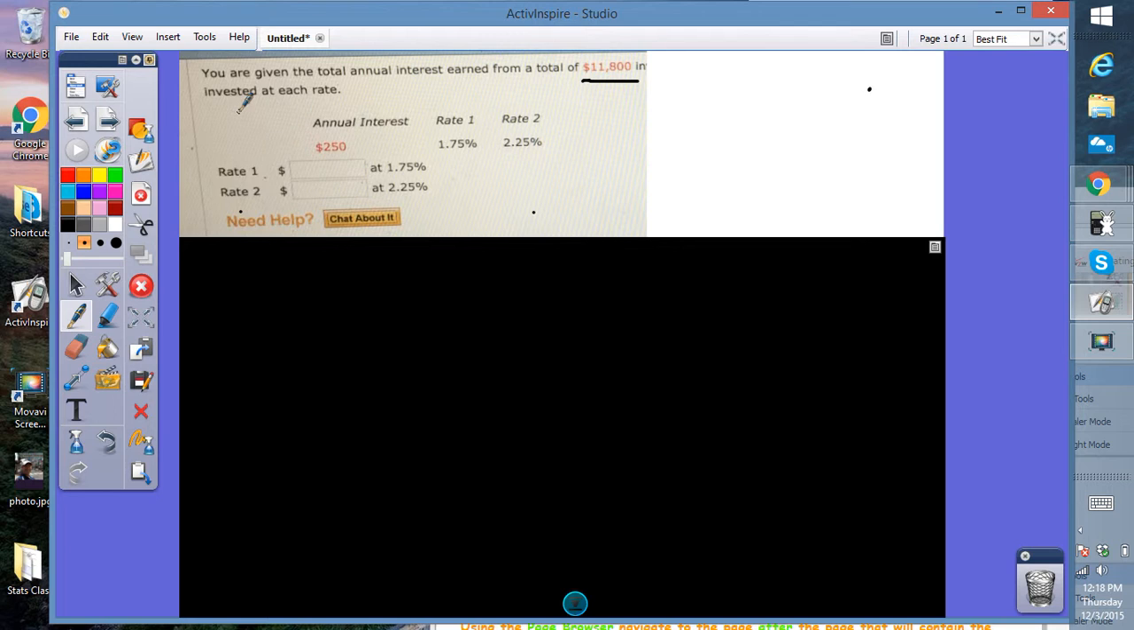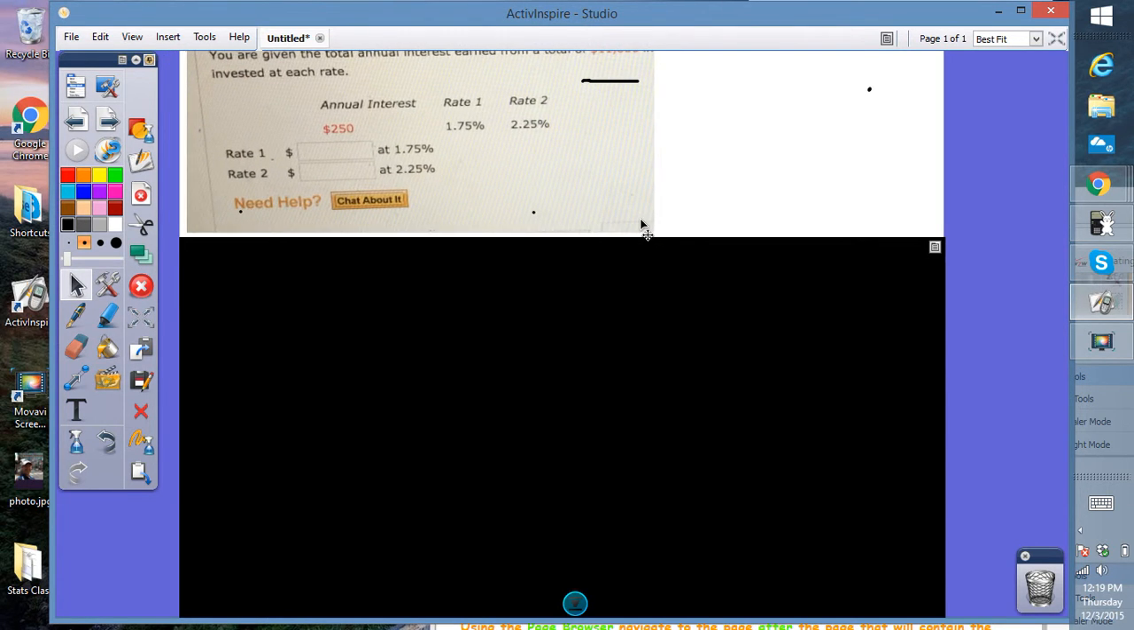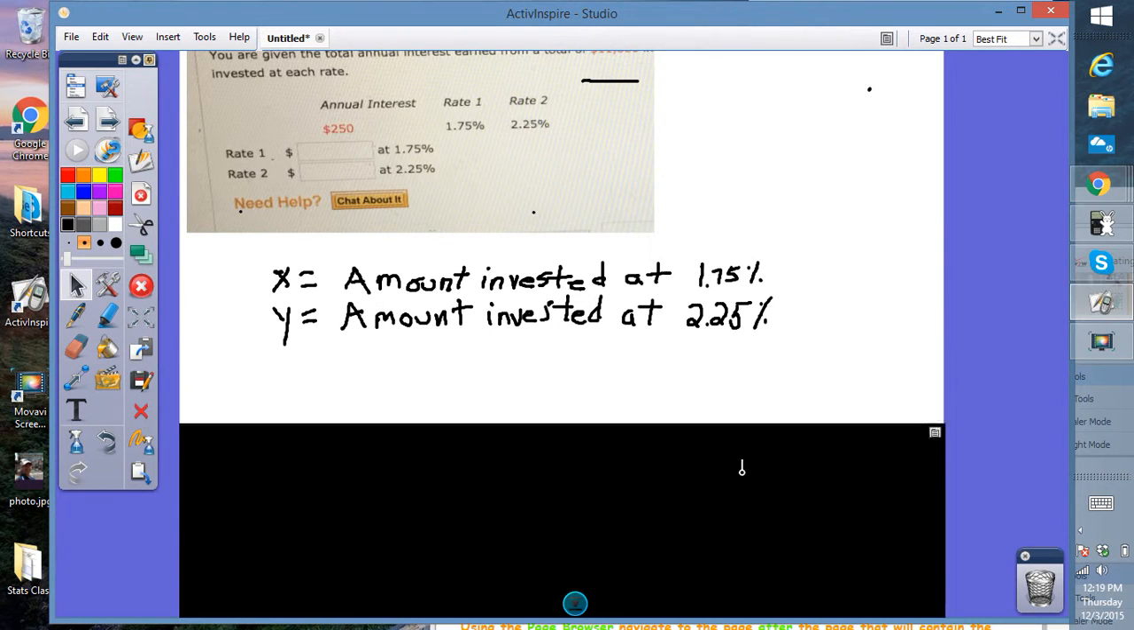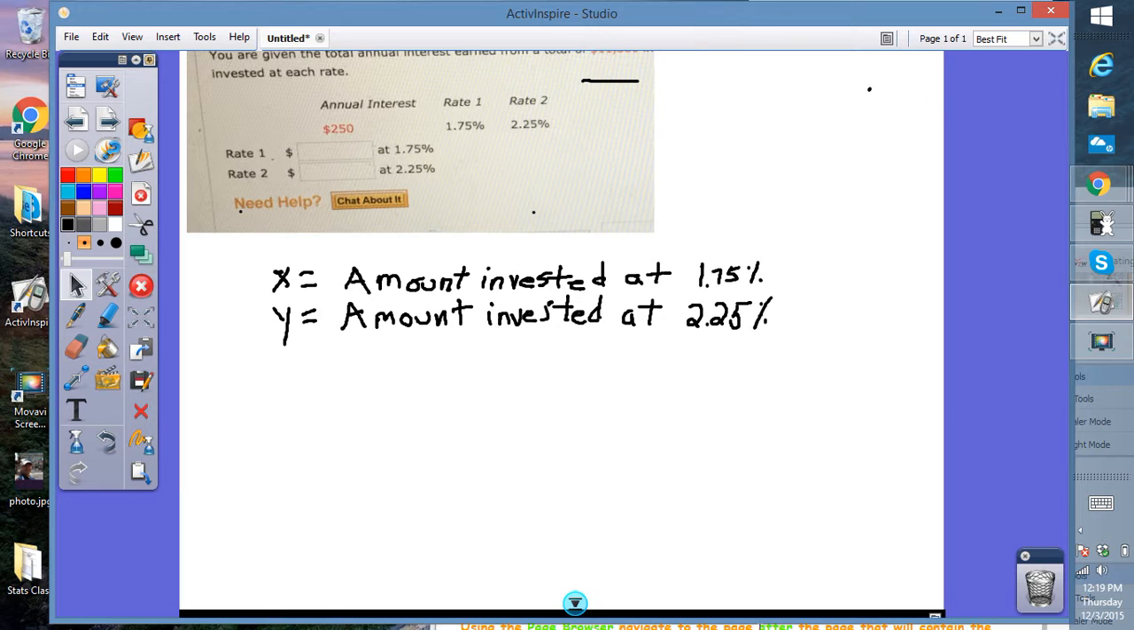The tough part of this is that once you see one of these done, another one's not so hard, but the first one's kind of hard. Let's define our variables first. As a word problem, we know we need two variables, so x is the amount invested at this interest rate, and y is the amount invested at this interest rate. So we need two equations.